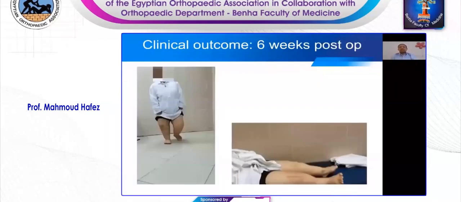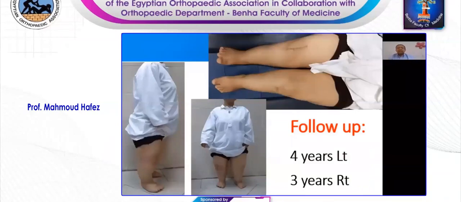These are post-operative photographs, and we also have a video. I don't know if you have time for this, but this is 6 weeks post-operative. You can see the patient lying down and standing. Here is a video, if you can play the video on the top view. The follow-up is now 4 years for the left side, which was done first, and 3 years for the right side. Thank you. I look forward to your questions.